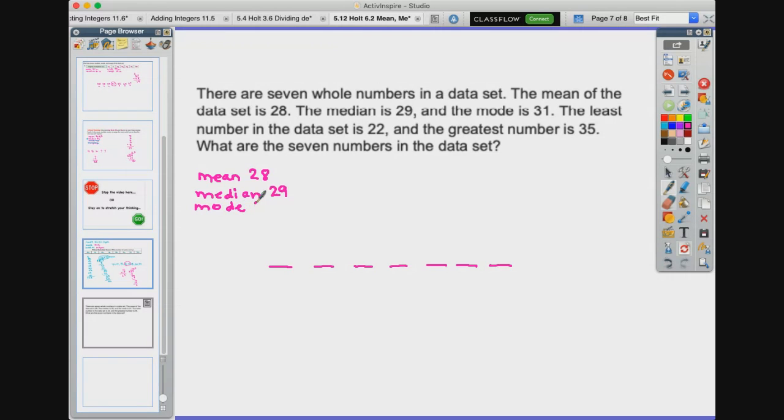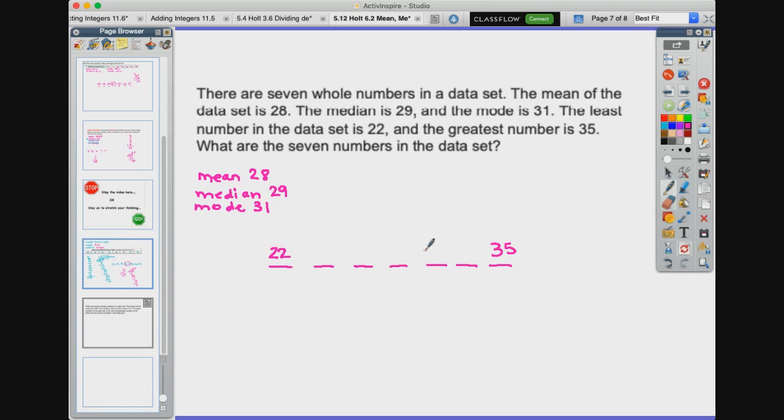That means there needs to be at least more than one of 31, but nothing else. Unless there's 3 31s, then you could have more of other numbers too. The least number is 22, and the biggest number is 35. What are the 7 numbers? Okay, so it gave you 2 numbers right there. So we only have 5 left to figure out.